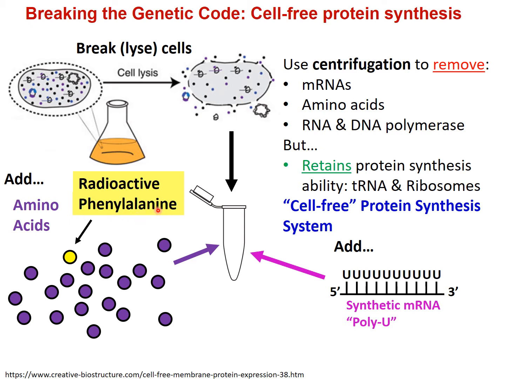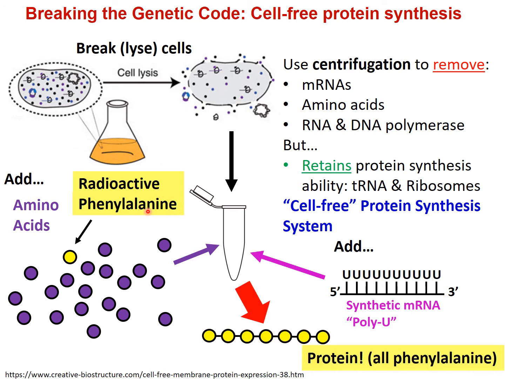But when they put in this RNA with radioactive phenylalanine, they were able to detect protein synthesis, and the proteins were made up of all phenylalanine. And so they've learned what one of the codes is. They learned that UUU codes for phenylalanine.